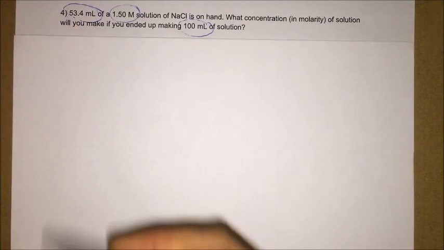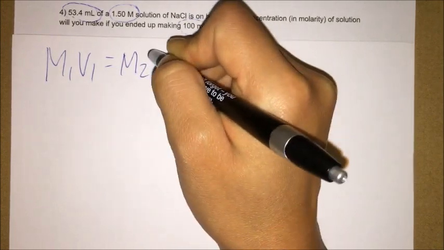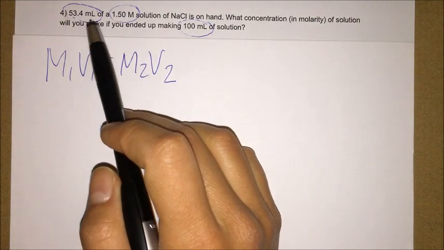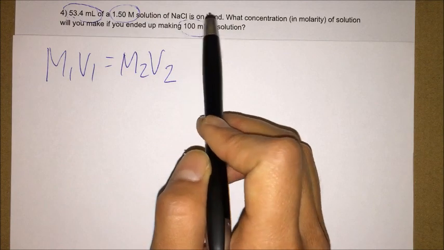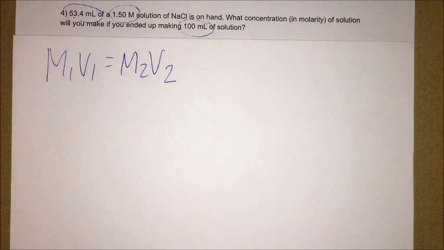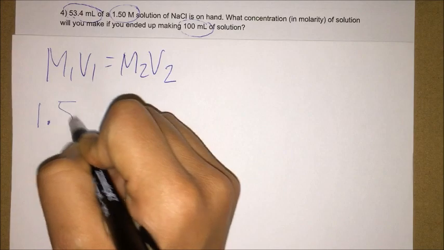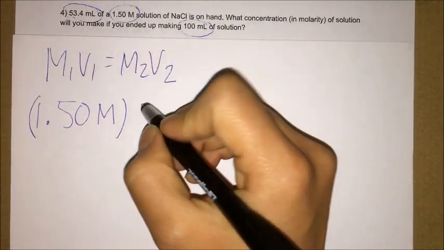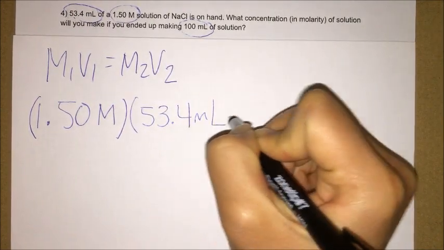Okay, so again, I'll rewrite the equation. M1 V1 equals M2 V2. According to the problem, it says 53.4 milliliters of a 1.50 molar solution is on hand. So meaning that is what you have right now. So 1.50 molarity is going to be your M1, and so your V1 is going to be 53.4 milliliters.